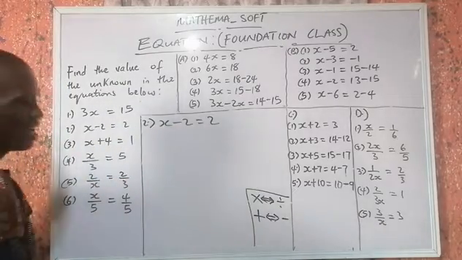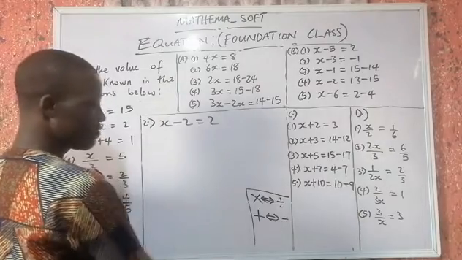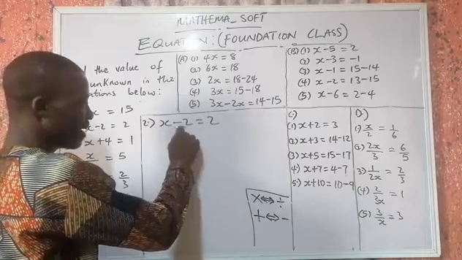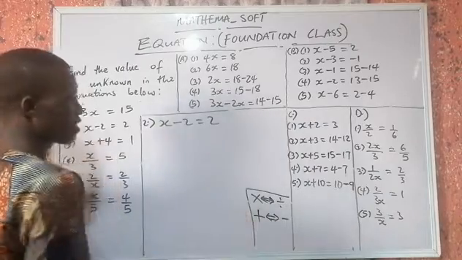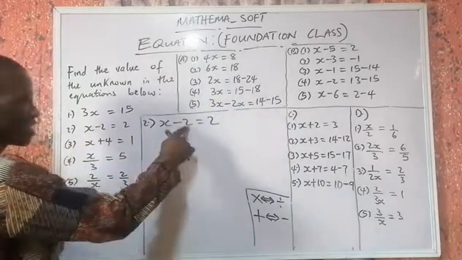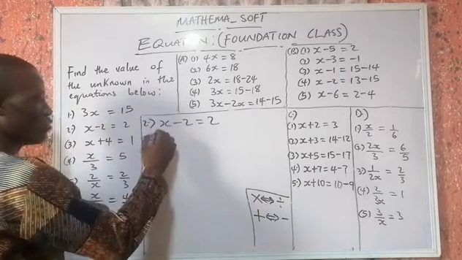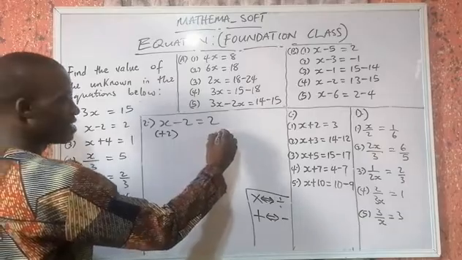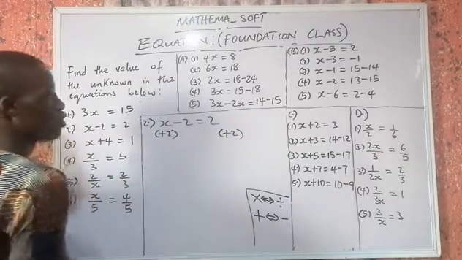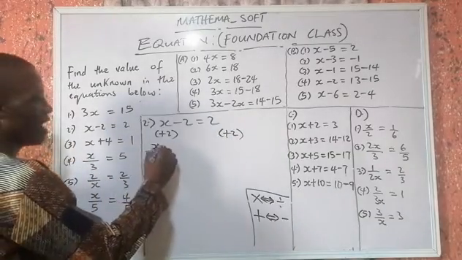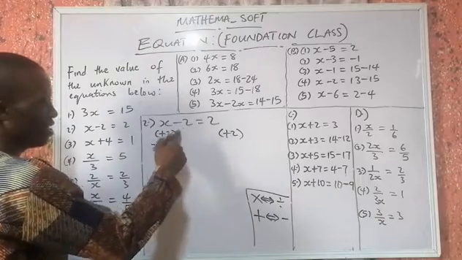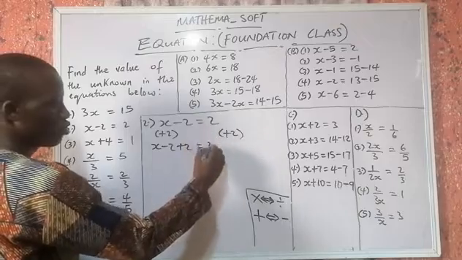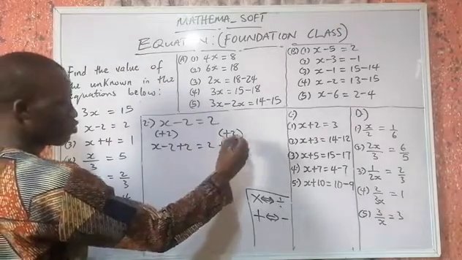And I already said that if you want to remove anything with negative, you have to use what? Positive. So because this is attached by a negative sign, you must use a positive sign. And because it is this minus 2 we want to remove, we say let us remove it by a positive sign. We are going to add 2 to both sides. So we have x minus 2, then plus 2, and this equals 2, then plus 2.